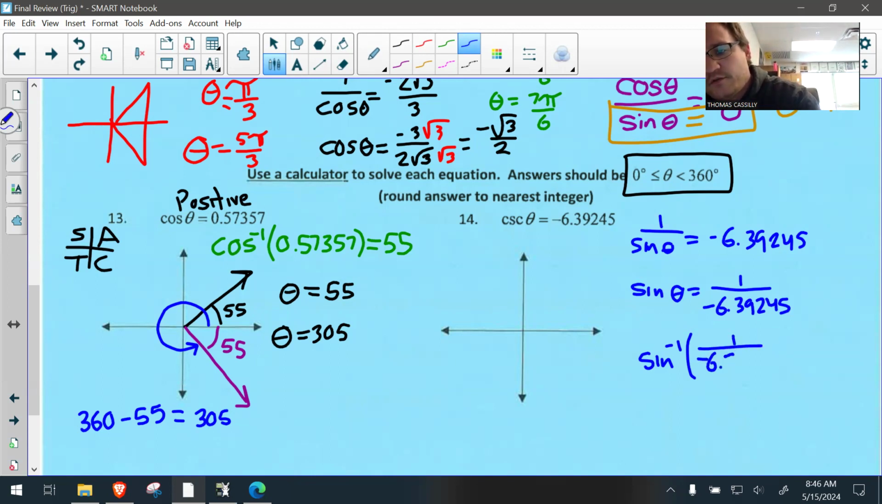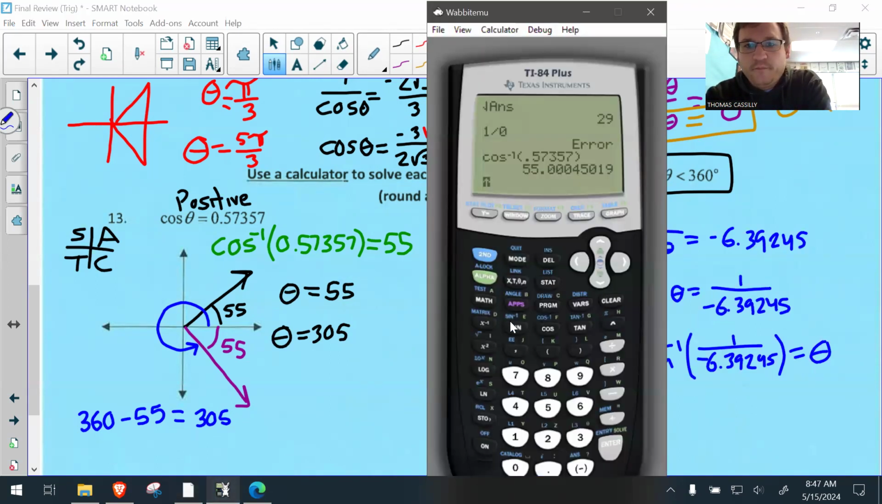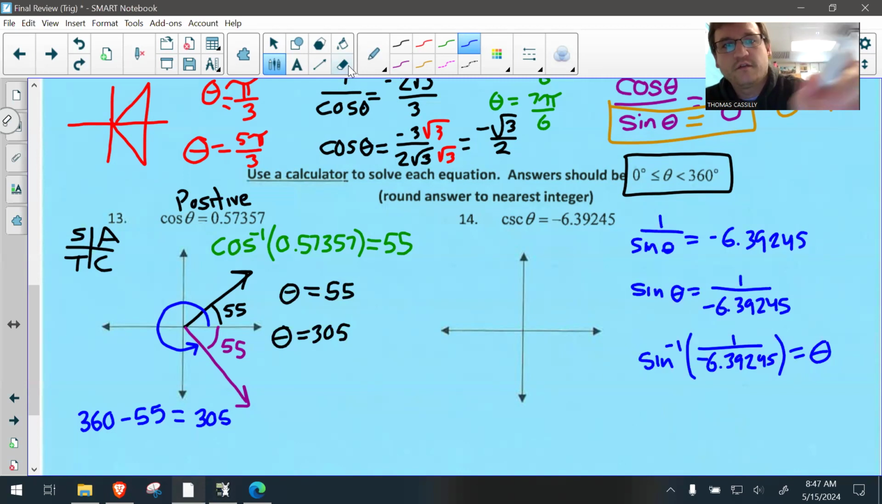Negative 6.39245 equals theta. All right, so that's what we're going to type into our calculator. Again, make sure you have that inverse in there. 1 divided by negative 6.39245. And that gives you negative 9 degrees.